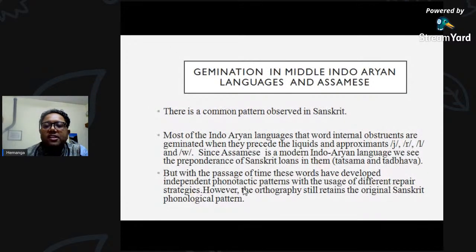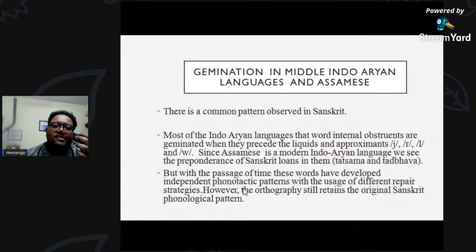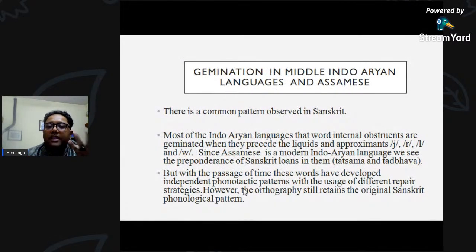However, the orthography still retains the original Sanskrit phonological pattern. So if you look at the orthographical patterns, whatever the Sanskrit word is, the similar kind of thing we have retained in orthography. But as far as the pronunciation of these words is concerned, they don't abide by the Sanskrit phonotactics. So Assamese develops its own idiosyncratic patterns of gemination.